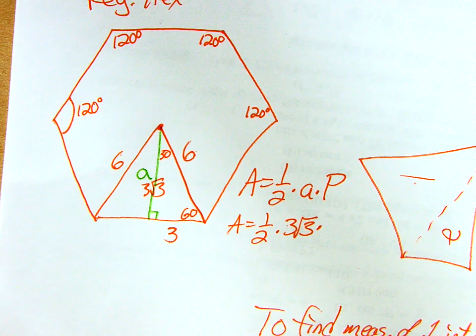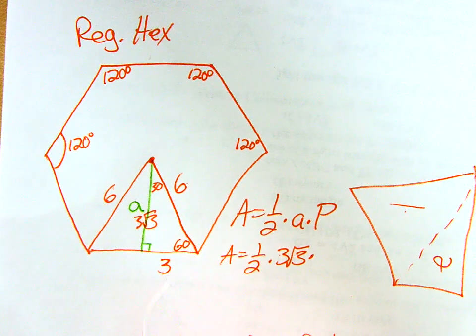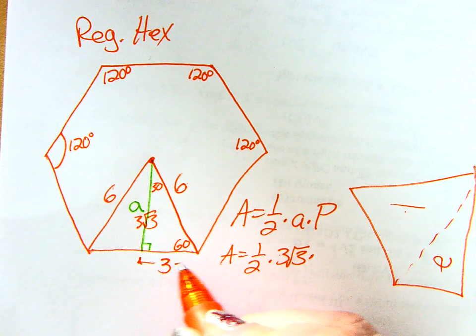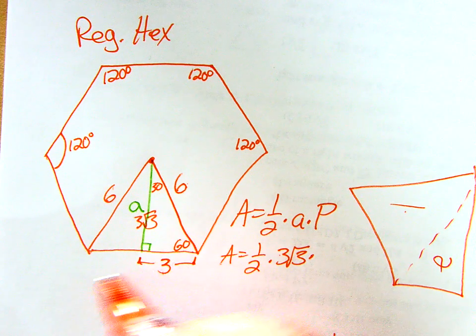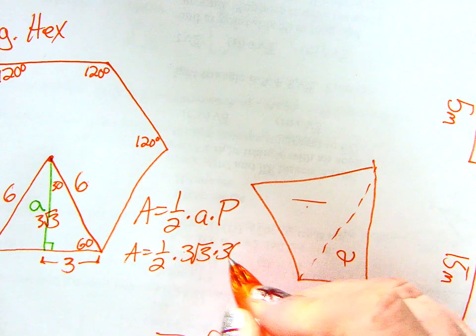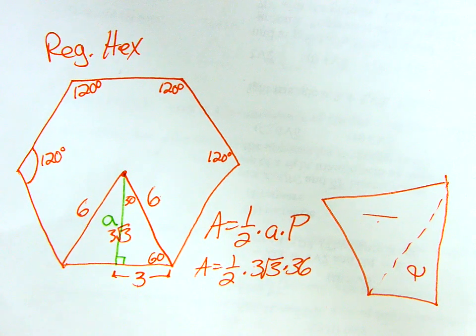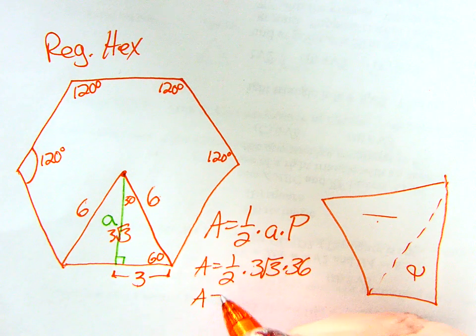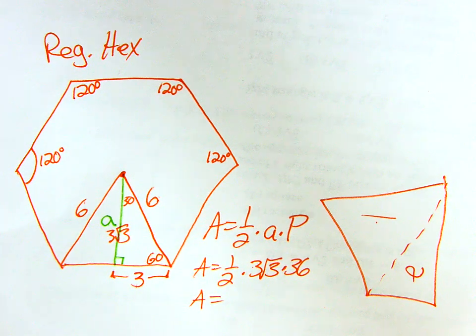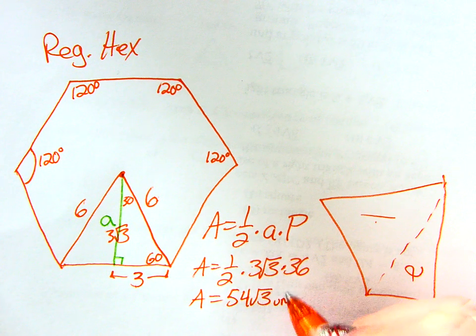Here is a common mistake. Are you listening? A common mistake is to do 3 times 6, but 3 is only the measure of this little piece. It's not the whole side. The whole side is 6, and 6 times 6 is 36. So be careful that you are using the entire side to find a perimeter and not a partial side. Which means that this final answer is, what's 18 times 3? 54? So 54 root 3 units squared.